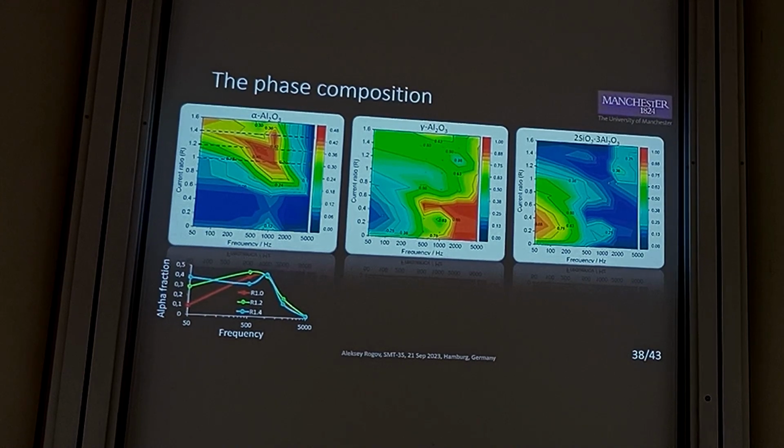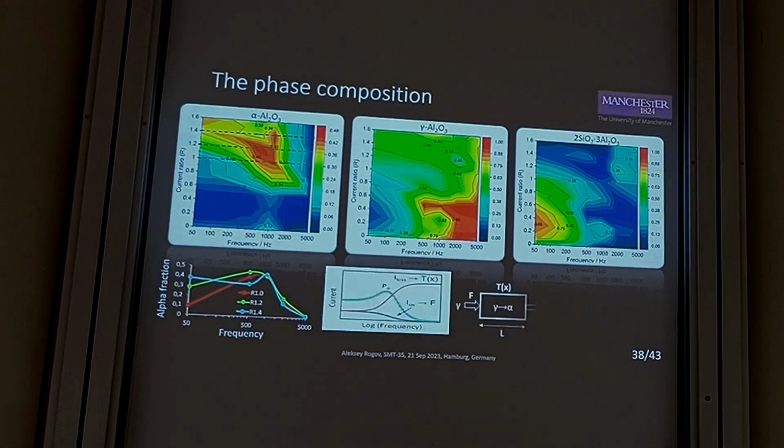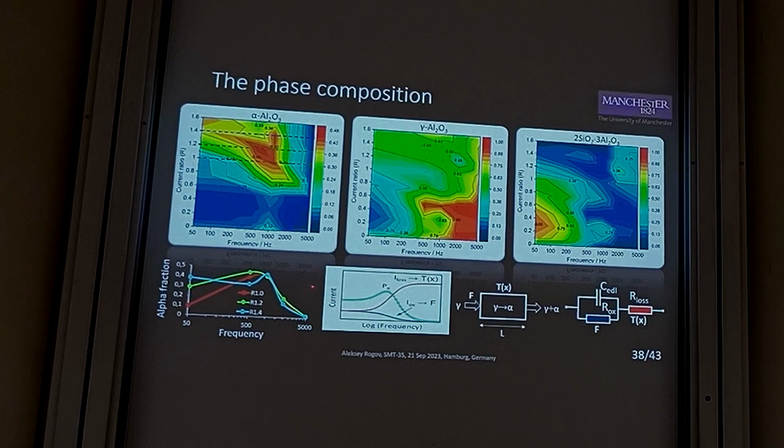And if we compare this with what we predicted from the plug flow reactor model, that there should be a certain frequency at which the conversion to the alpha phase reaches its maximum, this graph is exactly what we have predicted. So this model is quite fruitful for prediction of the coating properties.